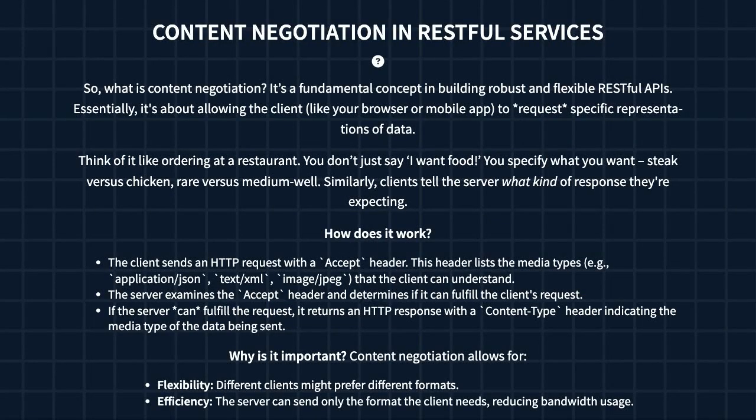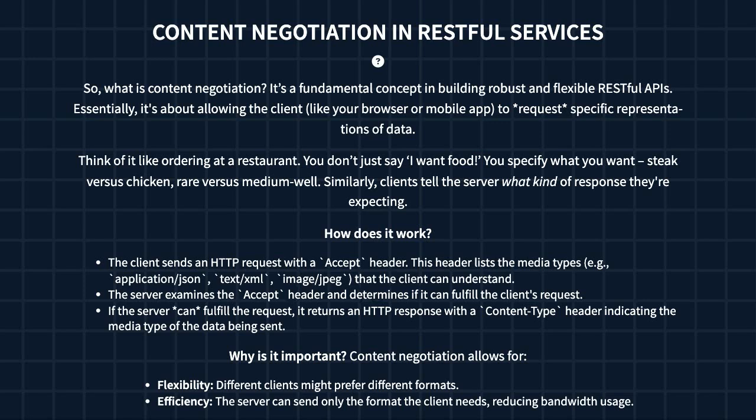Okay, let's talk about content negotiation in RESTful API. It's all about letting the client decide what kind of data they want back from your API. Imagine ordering food. You don't just say food, you specify what type of food you crave. Clients use an Accept header to tell the server exactly which formats they can handle, like JSON or XML.